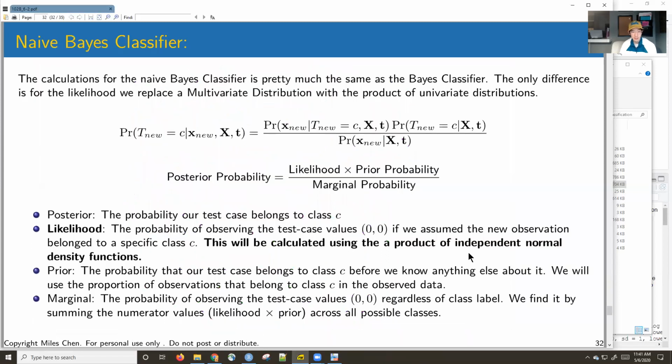Our calculations, again, are kind of the same thing over and over again. Everything else is pretty much the same: posterior, prior, marginal, that's all the same. What changes is the way we calculate the likelihood. The likelihood will be calculated by using the product of independent normal density functions. So rather than using the multivariate normal, we're going to take the univariate normal and multiply them together.